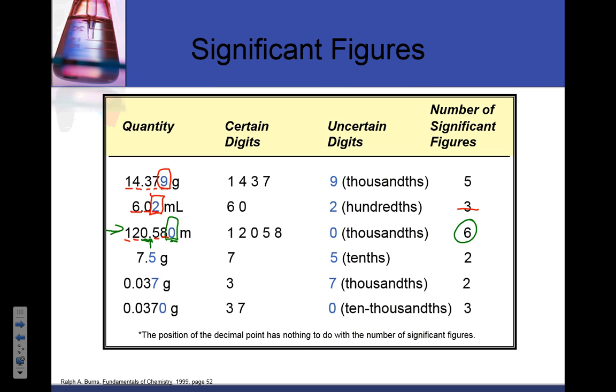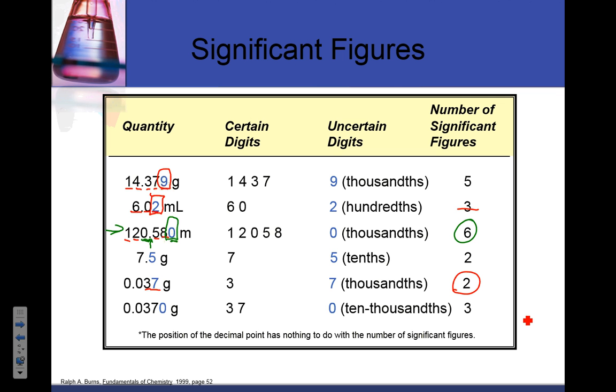Next one, 7.5 by rule 1. Both of those have to count. That's only got 2 significant digits. Next one, 0.037. Rule 1 says the 3 and the 7 have to count. So I know these 2 are going to count. And rule number 3 says zeros at the beginning of a number never count. So that's why that only has 2 significant digits.